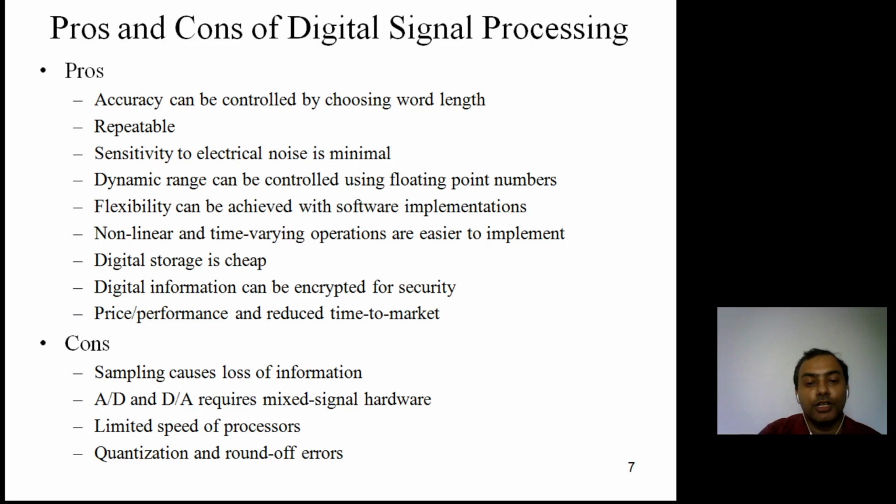Yes, we have to compromise. Quantization and round-off errors. After doing sampling, you do quantization. There are also quantization and round-off errors at the receiver end. That is a difficulty in this. But digital signal processing has more benefit over analog signal processing.